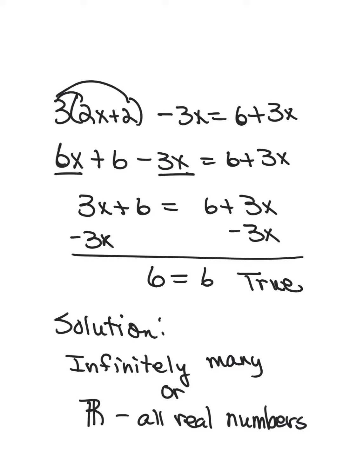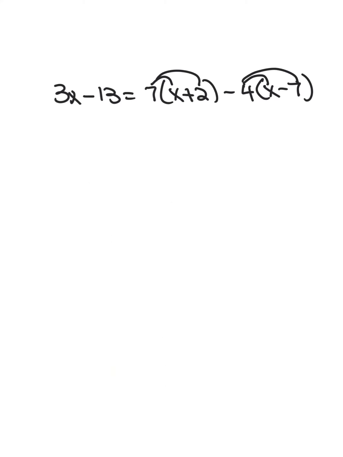6 plus 3x. I have to combine the like terms on the same side, so I get 3x plus 6 equals 6 plus 3x. I'm going to move the variable on the right by subtracting 3x from both sides, and I get 6 is equal to 6, which is a true statement. Therefore, your solution is infinitely many or all real numbers.